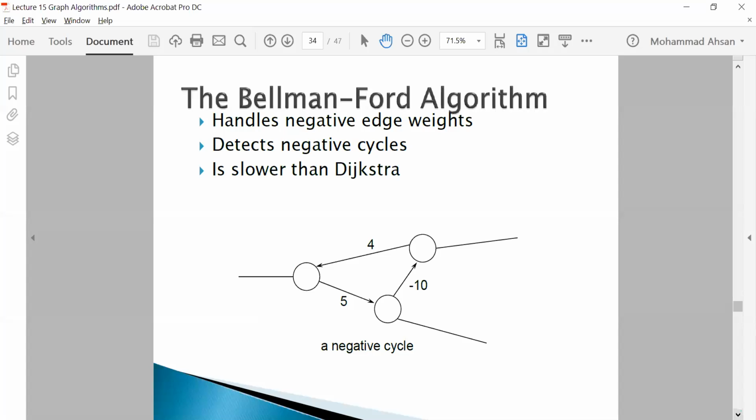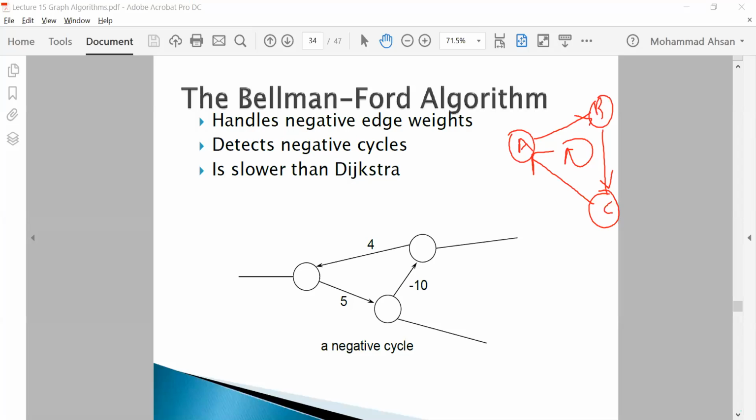Okay, now moving on to the Bellman-Ford algo. The first difference between Bellman-Ford and Dijkstra's is that it handles negative edge weights, and it also detects negative cycles, but it is slower than Dijkstra's. What is a negative cycle? You can have a cycle in the graph. A cycle would mean that you can go from A to B to C and then come back to A. Okay, this is a cycle because you can go and come back to the starting point.